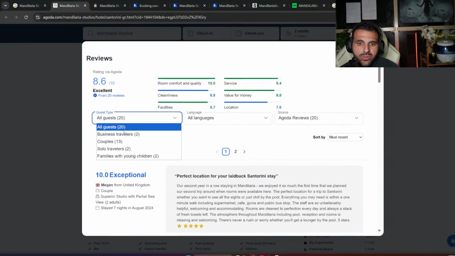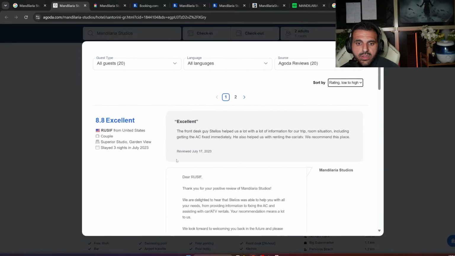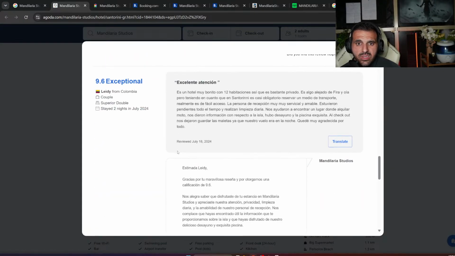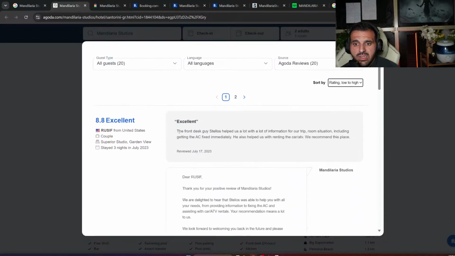It's literally only 2 pages, guys. Come on. Rating low to high. 8.8 excellent. Wow. Okay, so I think Agoda is being a little bit harsh with the scorings. But why is it 8.6?